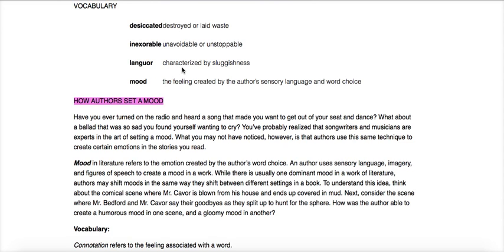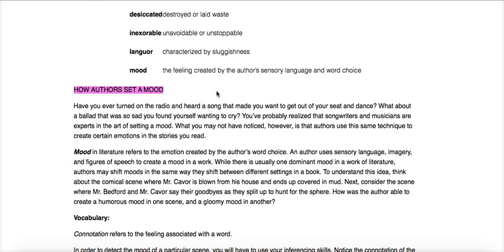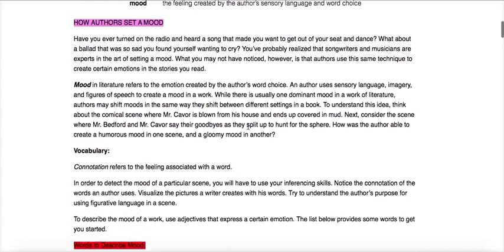Languor is characterized by sluggishness or laziness. Sometimes on a hot summer day, you might be languorous. You might be lazy on a hot summer day. Sluggish. Mood is the feeling created by the author's sensory language and word choice. So we're going to talk a lot about mood and see what feeling is created in different parts of the story. So, how authors set a mood.